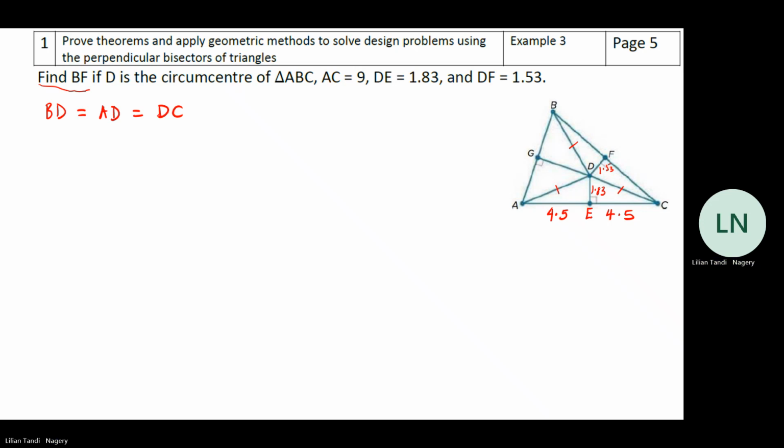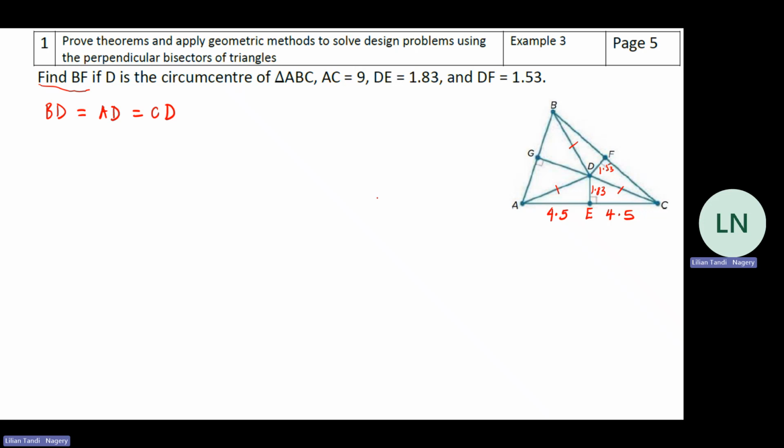DB, DA, and DC. Okay, that's fine. We can do BD, AD, and I should do CD because I started with the vertices. All right, let's continue. So now, the line from the circumcenter to this line here bisects. So F is the midpoint of BC, and G is the midpoint of AB.